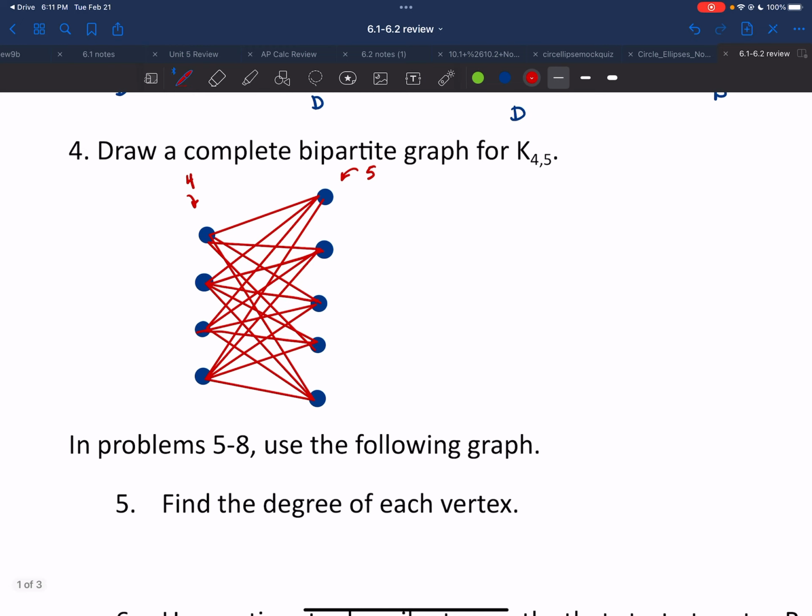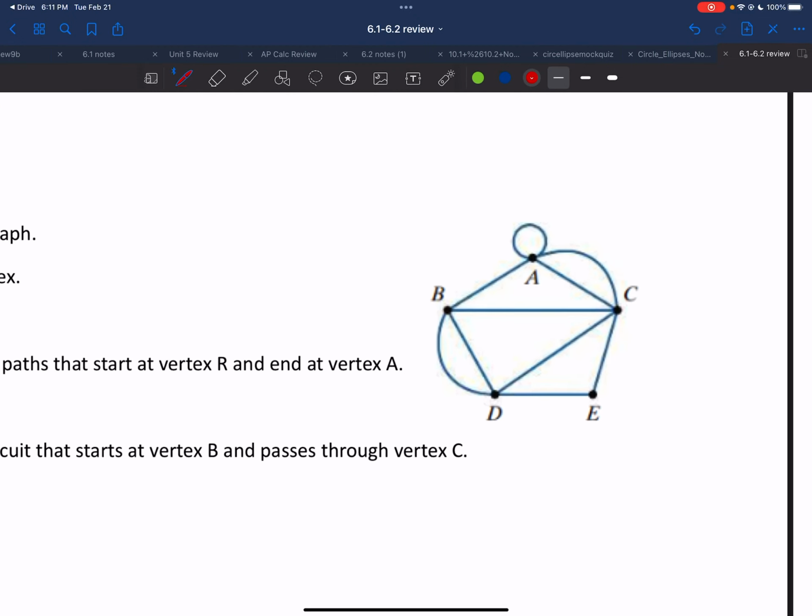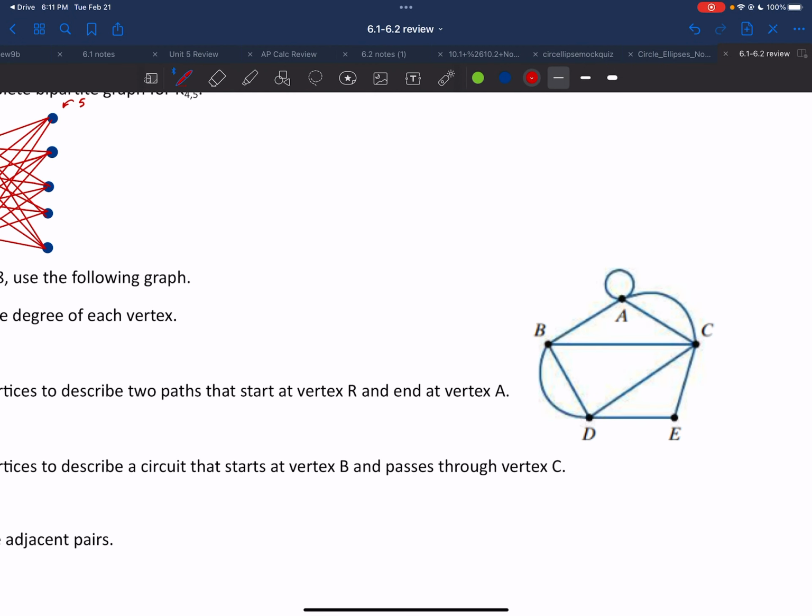In problems 5 through 8, use the following graph. Find the degree of each vertex. Okay, degree of each vertex. I'm just going to go ahead and list them. So A, B, C, D, E. Oh, nope, we just have E. All right, let's get these. A has 1, 2, 3, 4, 5. B has 1, 2, 3, 4. C has 1, 2, 3, 4, 5. D has 1, 2, 3, 4. And E has 1, 2. Okay, so those are our degrees for each of those.